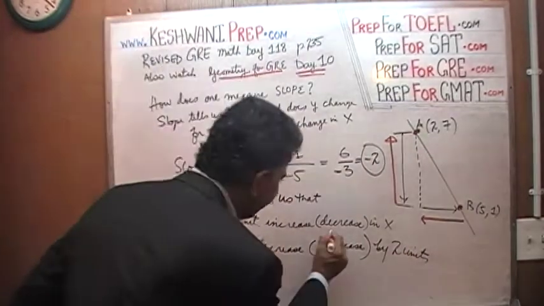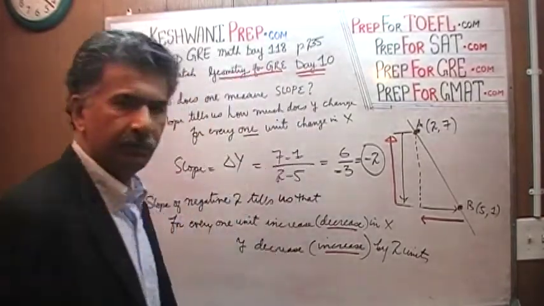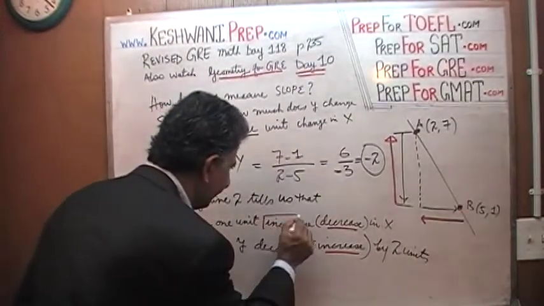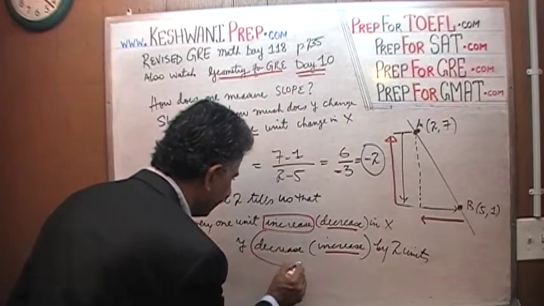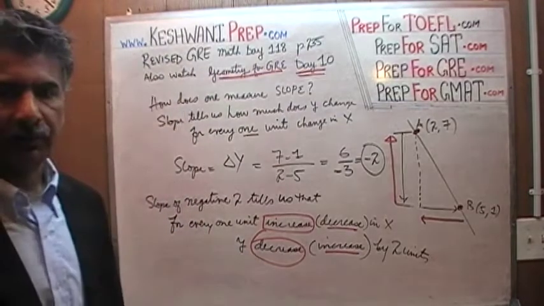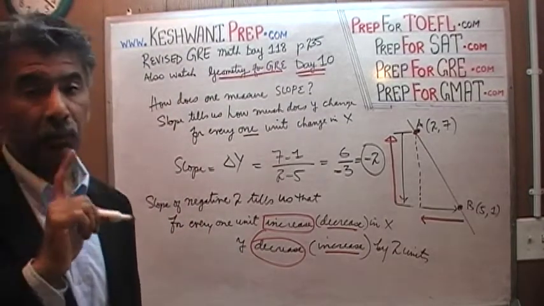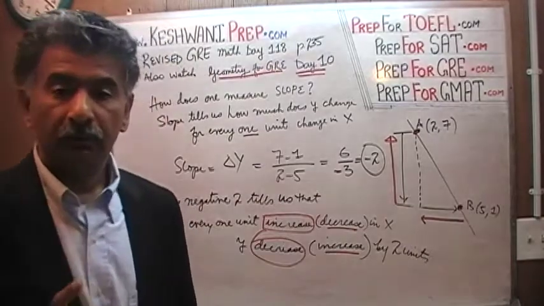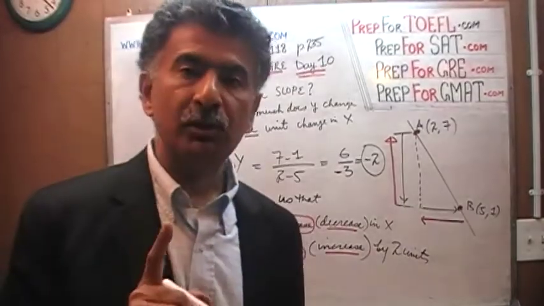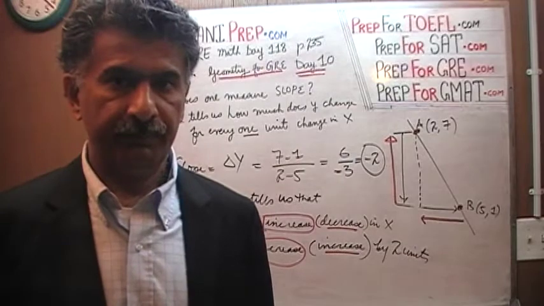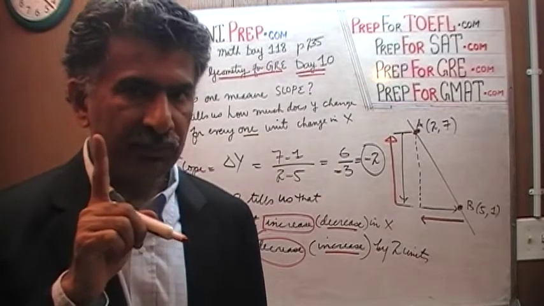If one decreases, the other one would increase. If x increases, the y would decrease. They move in the opposite direction. By how many units? By 2 units. That's what that 2 tells you. For every 1 unit change in x, the y will change by 2 units.